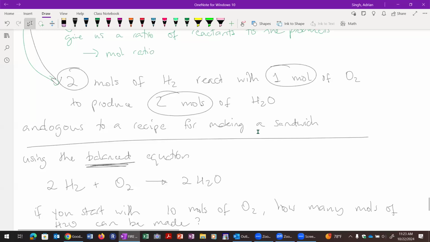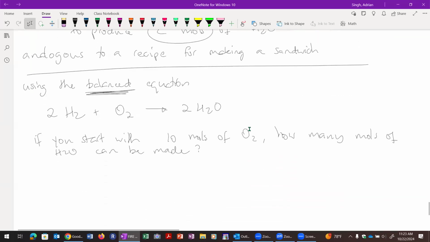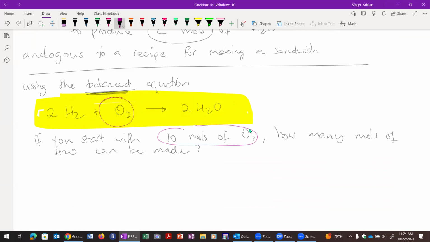Okay, and this is at the heart of every stoichiometry problem that you're going to see. So you have your balanced equation, right? That's the most important thing, and we have that. We've balanced it several times already. And now we want to organize the info that we're given. So we're told that we have 10 moles of the oxygen. So this is the thing that we're starting with.